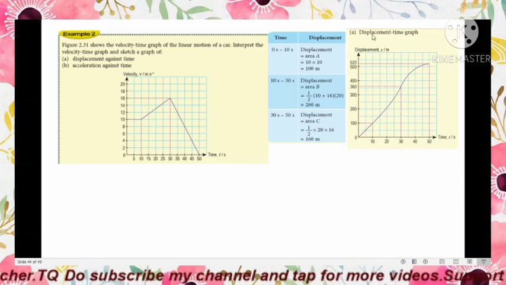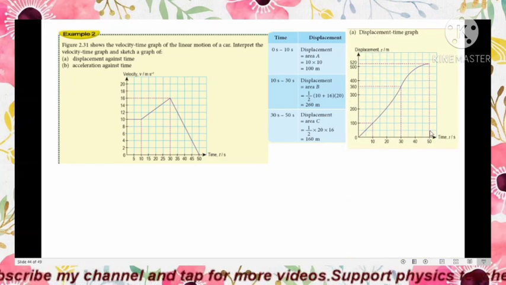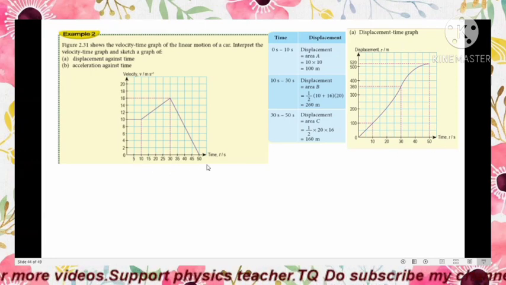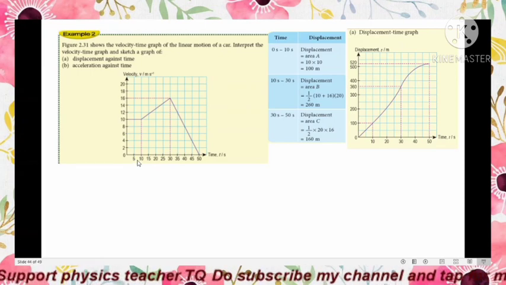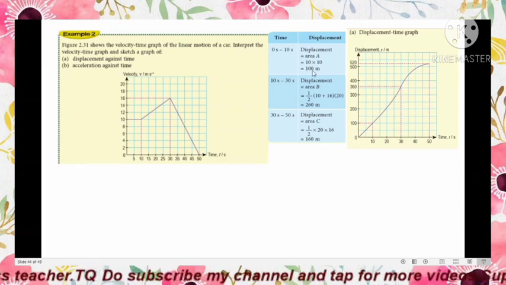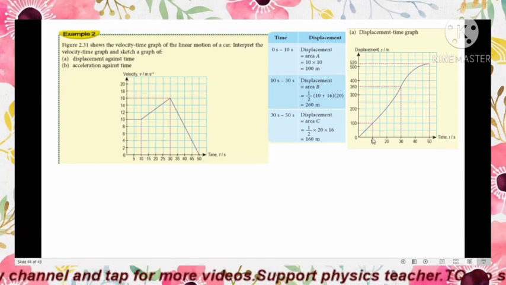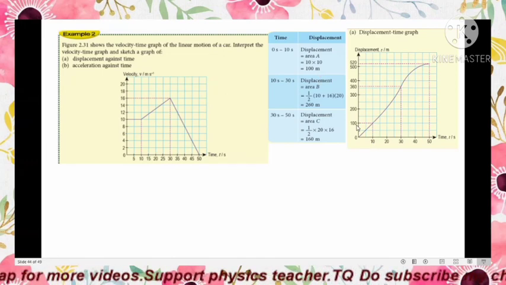This is a graph for displacement time graph. For the time taken here, you can just copy from here. Okay, the time interval should be the same. So from 0 to 10, we have calculated here, displacement is 100 meter. Meaning at 10 seconds, displacement is 100.